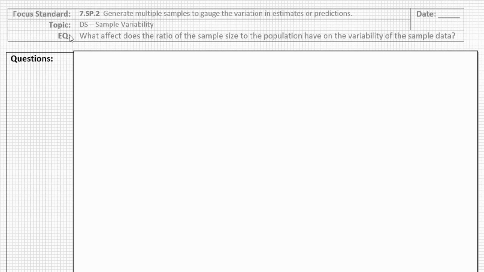Our essential question is, what effect does the ratio of the sample size to the population have on the variability of the sample data? Please take a moment, pausing the video if you need to, to copy down the topic and essential question into your header along with today's date, save your question column and your note column, and resume the video when you're ready to begin.